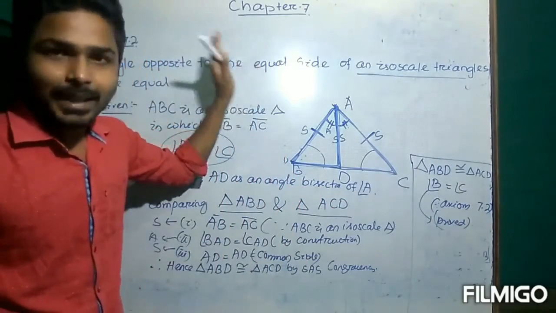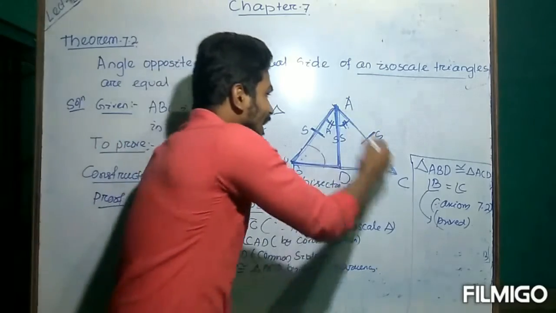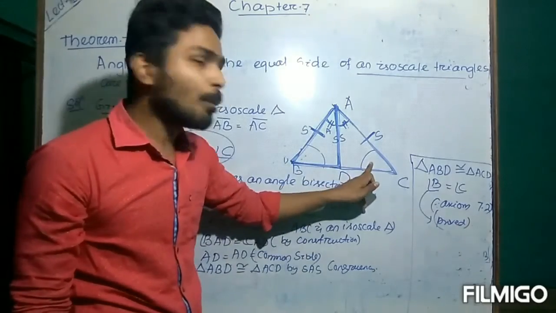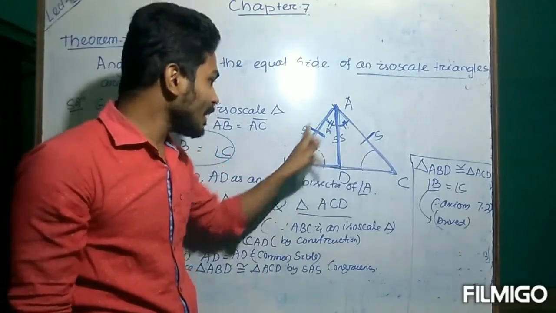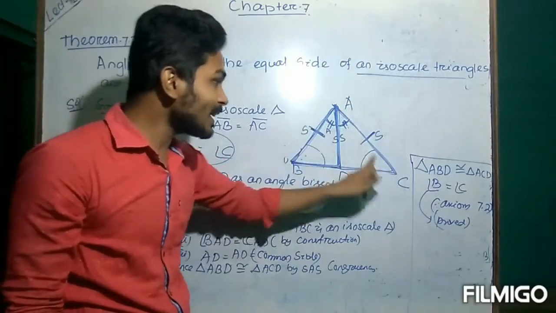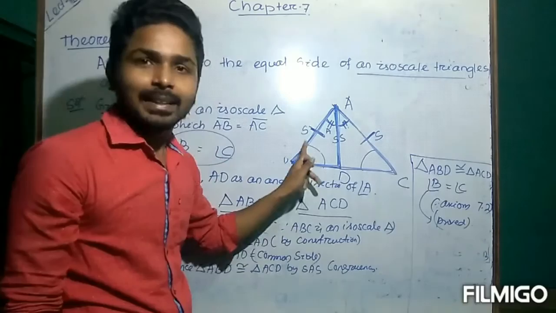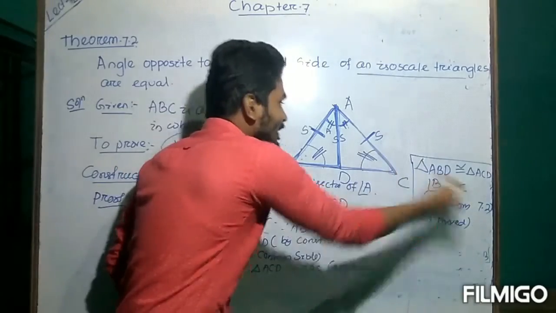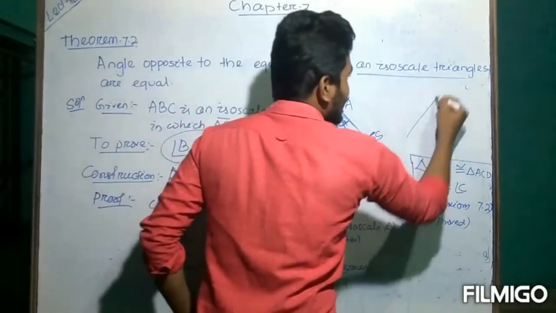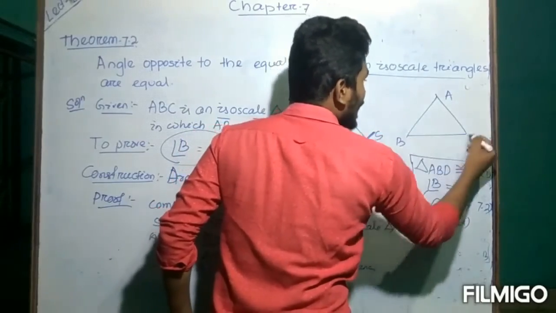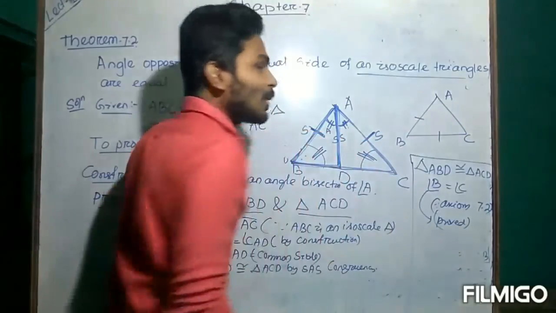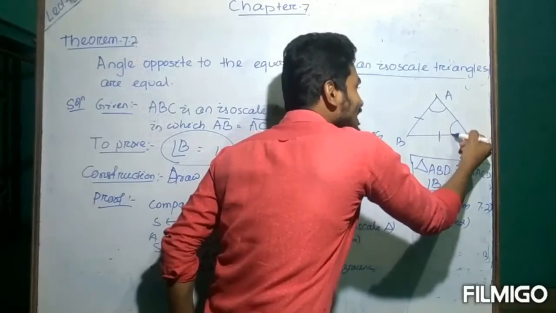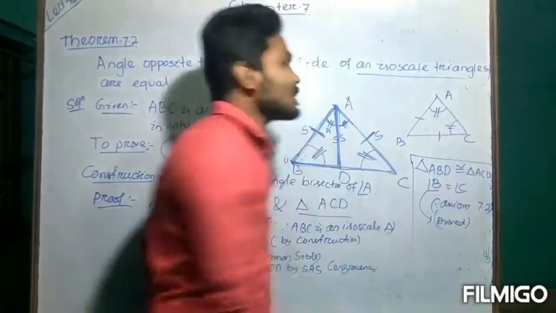So what does the statement state? The statement states that if in an isosceles triangle any two sides are equal, then the angles opposite to the equal sides are equal. If AB and AC are equal, then AB's opposite angle is C, AC's opposite angle is B. Then these two angles must be equal. It means this angle is equal to this angle. Like this, in triangle ABC, suppose this side is equal to this side, then we can write that this side's opposite angle is angle A and this side's opposite angle is angle C. So we can write angle A is equal to angle C.